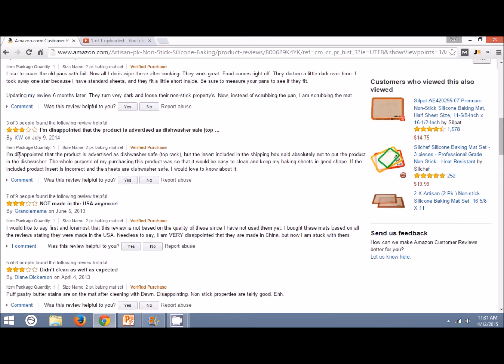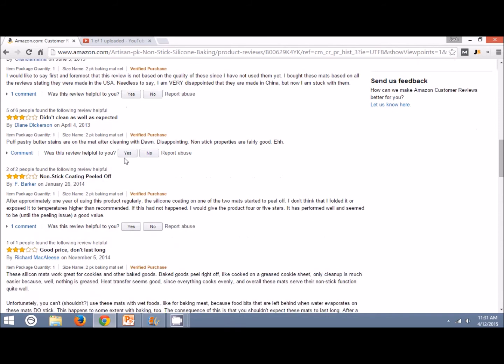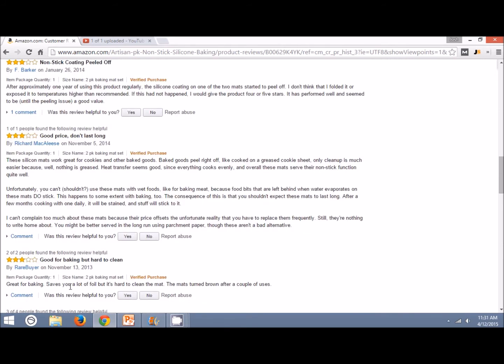Dishwasher safe. So it wasn't dishwasher safe. Didn't clean very well. Coating peeled off. Didn't last long. Good for baking but hard to clean.